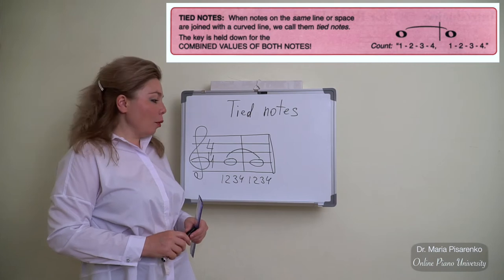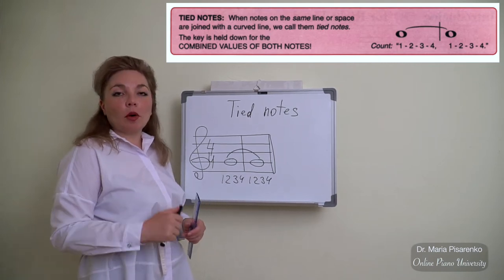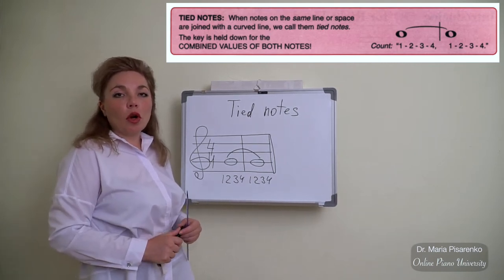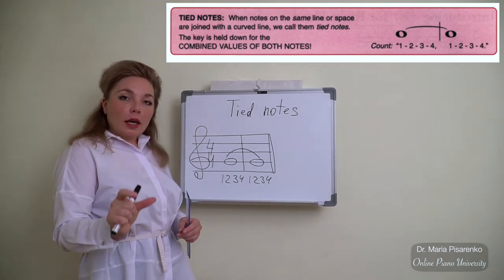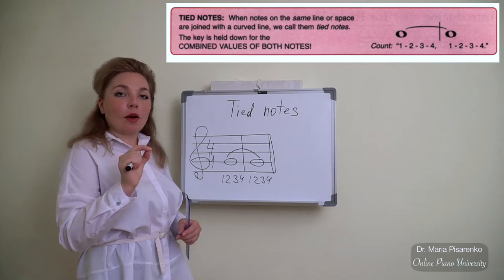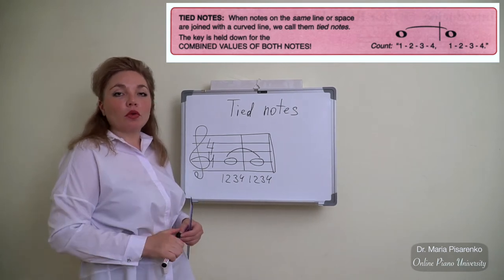You can do the same with the other note values. It can be a quarter note, it can be a half note, or any other note. Just remember that the note has to be the same sound. It can be a different note value.